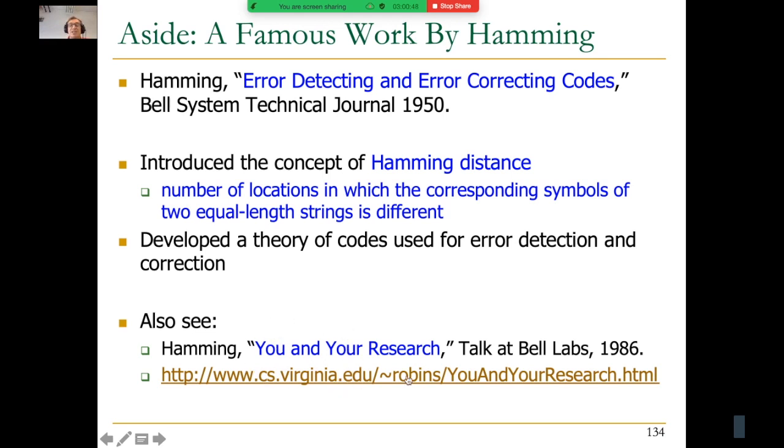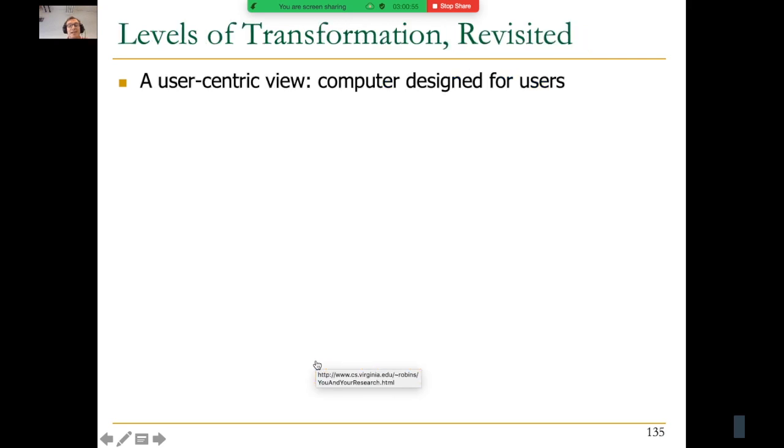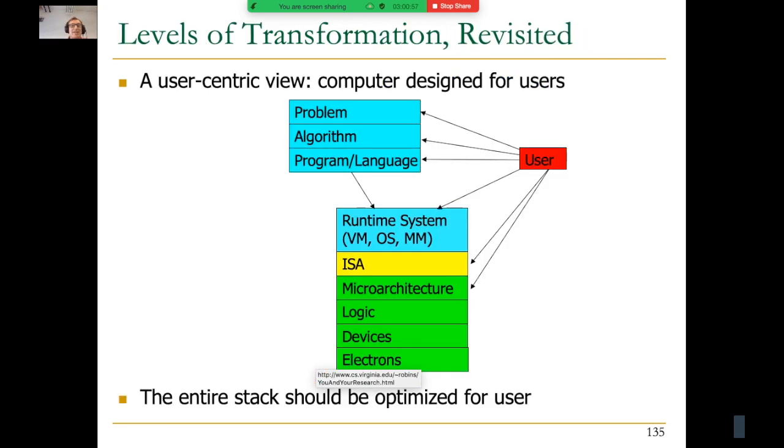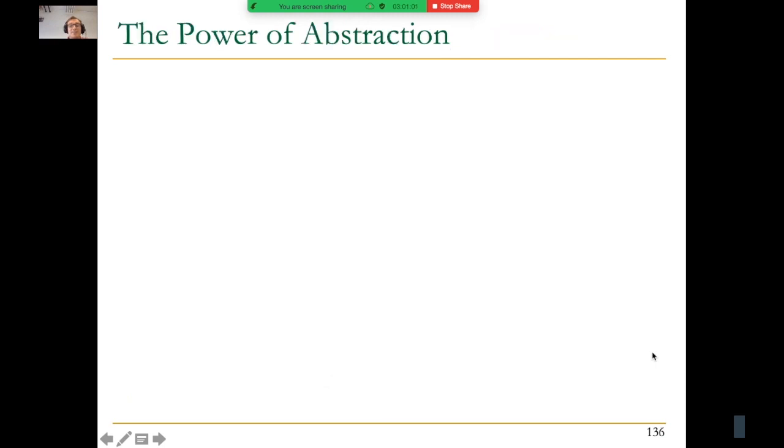He actually did research at Bell Labs for more than 30 years, I believe. And he developed insights on how to be a good researcher. And I would definitely recommend that work. So I think, as I mentioned, a user-centric view may be a good view of these transformation layers.